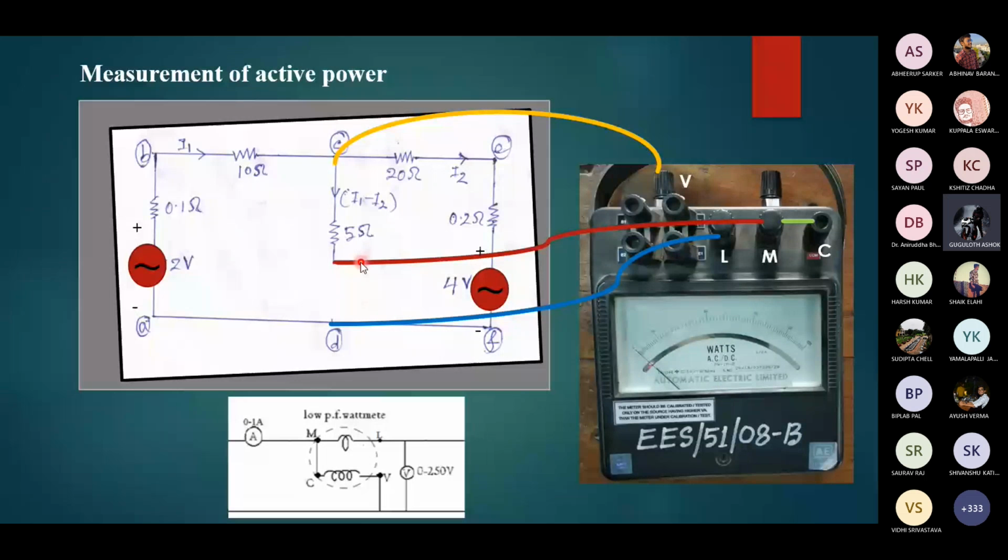Ma'am, please explain the terminology. V, L, M, C is the full form. C is the common, and V is for the voltage. So L is connected to this line. So it is L. This is connected over here. This is V, and these two are M and L. This is how the wattmeter is connected.